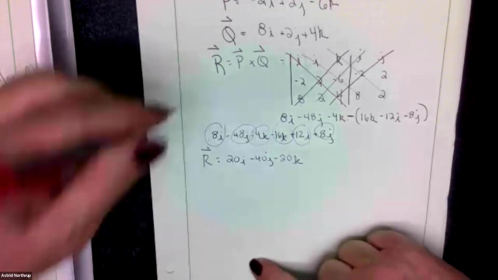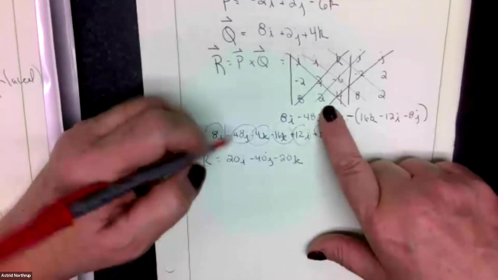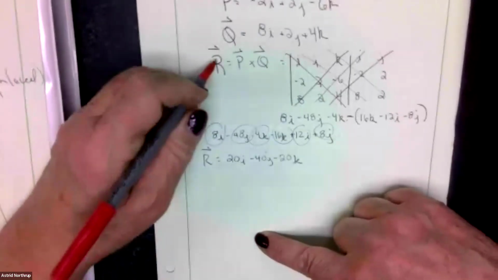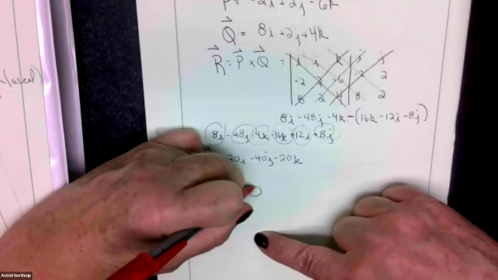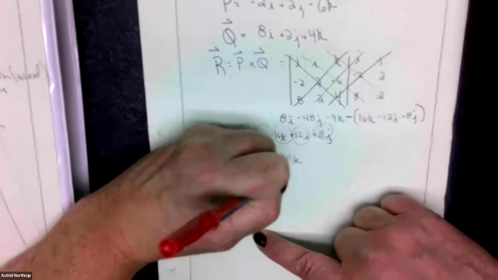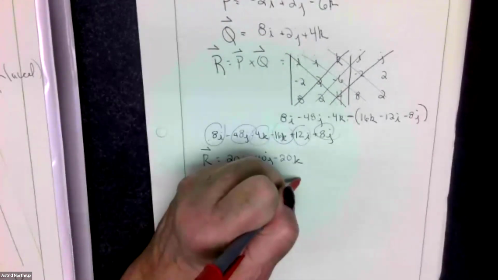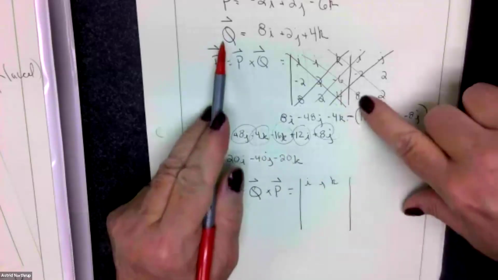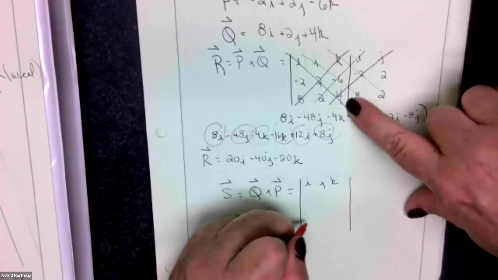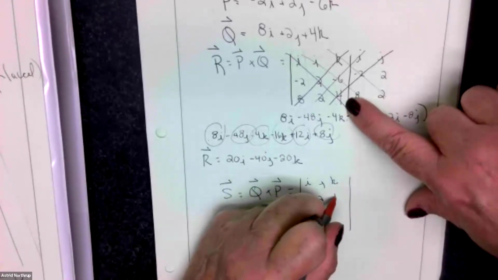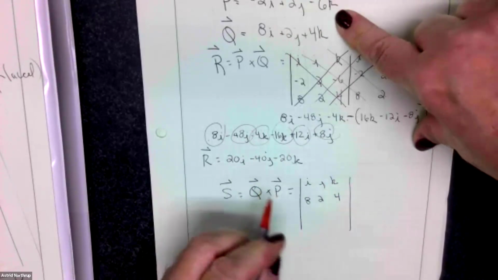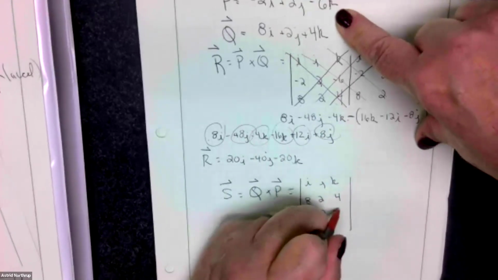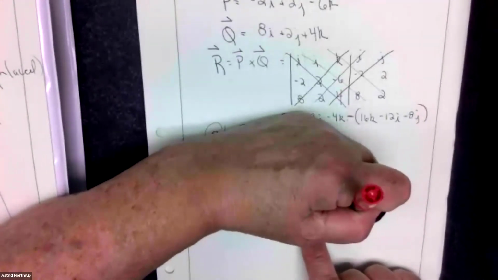Now let's just do a little proof. We had said that vectors are not commutative. So what if instead of P versus Q, let's say vector S is going to be Q crossed with P. So when I set up my determinant, my first row is still going to be IJK, but now my second row is going to be my Q values, which is 8, 2, and 4. My third row will be my P values, which is negative 2, 2, and negative 6. All right. Duplicate those first two columns.